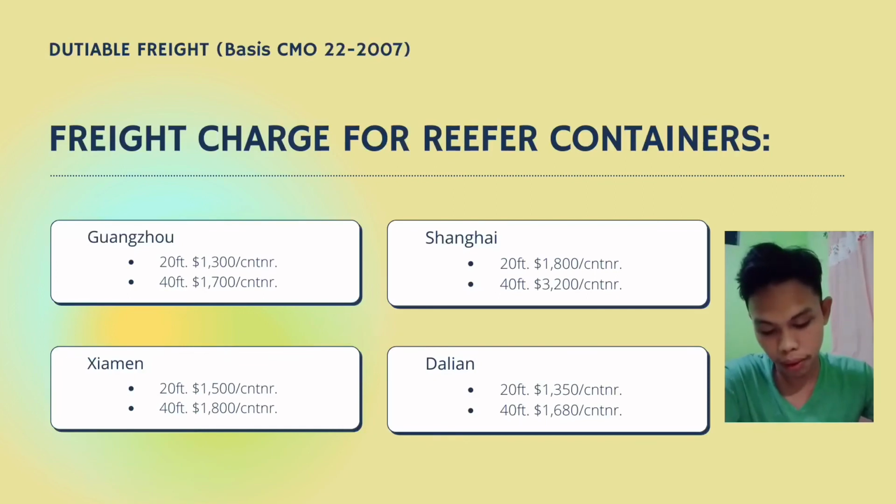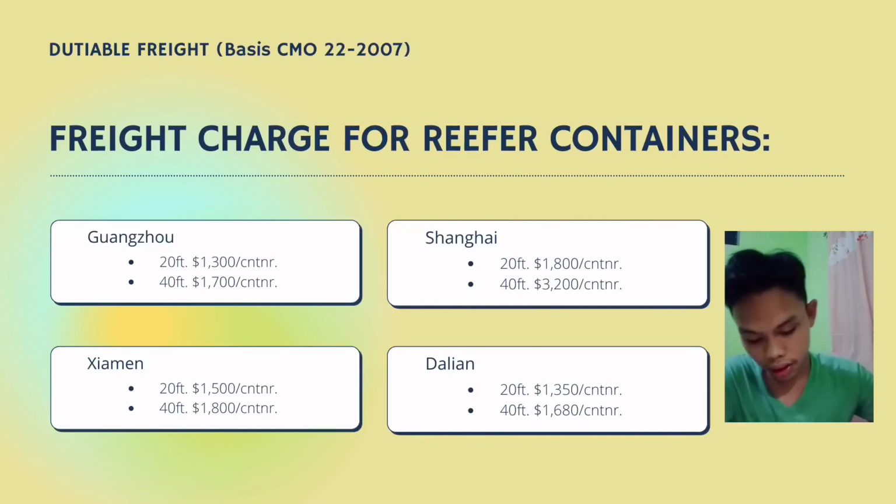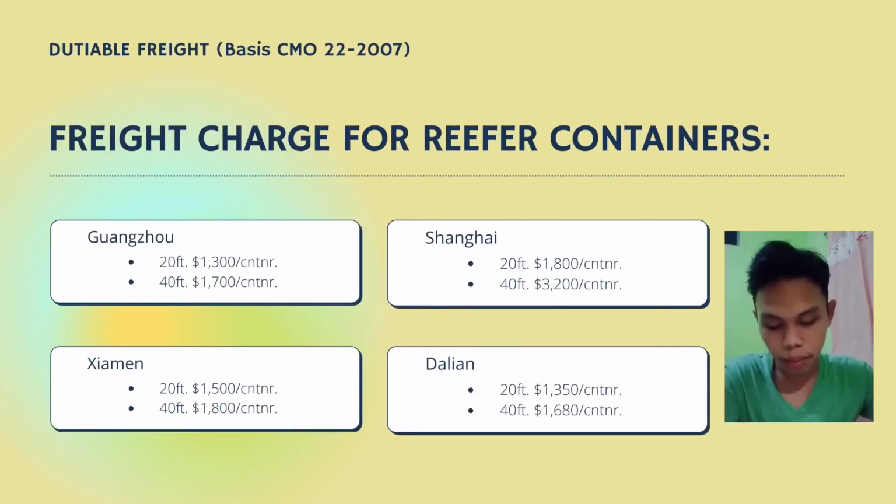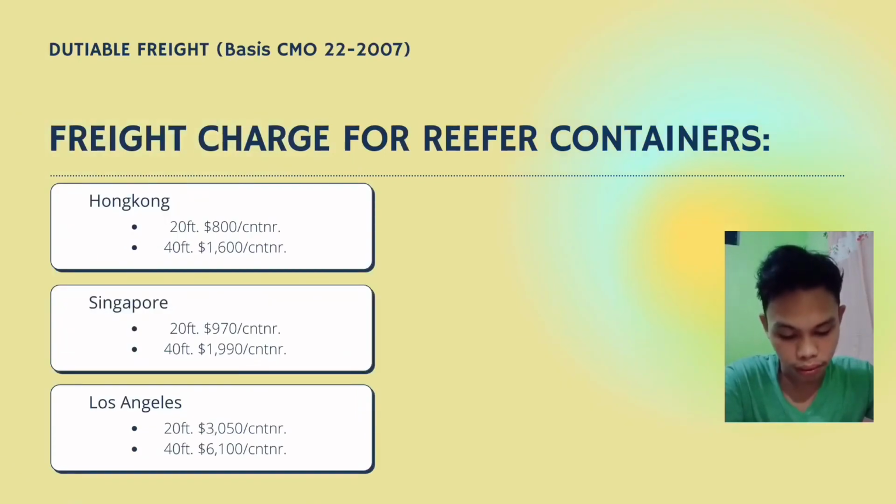Shipments coming from Hong Kong are $800 per 20 feet reefer container, then $1,600 per 40 feet reefer container. Next is shipment from Singapore, $970 per 20 feet reefer container and $1,990 per 40 feet reefer container. Last, Los Angeles, USA, $3,050 per 20 feet reefer container and $6,100 per 40 feet reefer container.